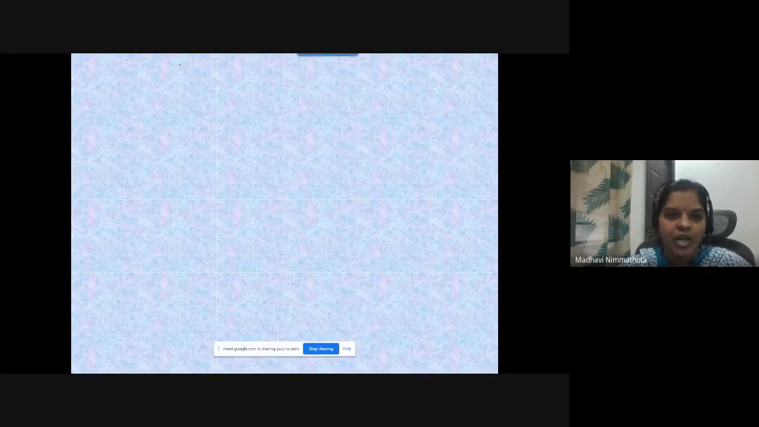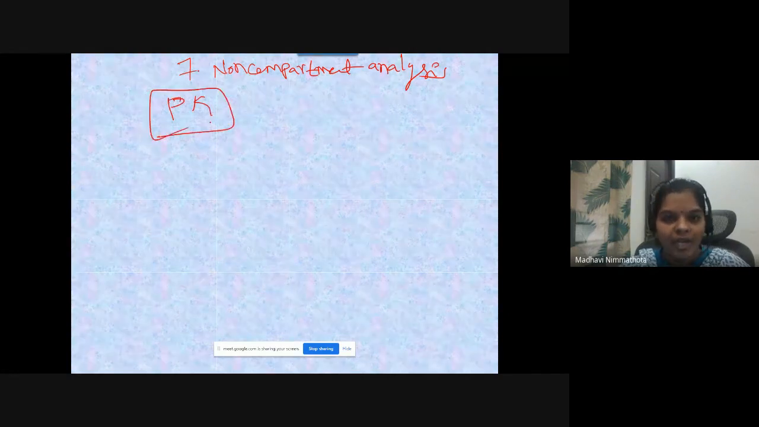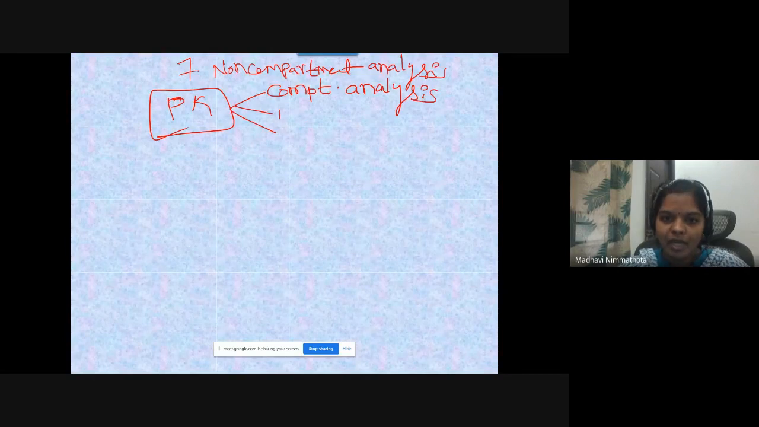Now I'm going to start the seventh topic, non-compartmental analysis. Non-compartmental analysis, for what? For PK parameters. So you want to analyze the pharmacokinetic properties of a drug in three different ways. First one is compartmental analysis, right? And the second one is non-compartmental analysis. Then the third one is physiological models.